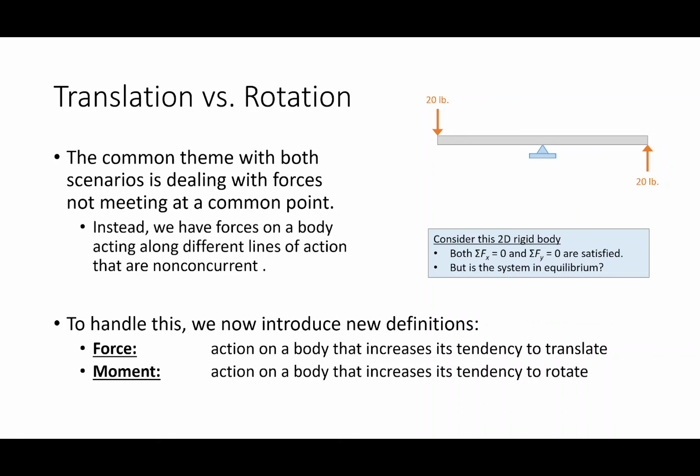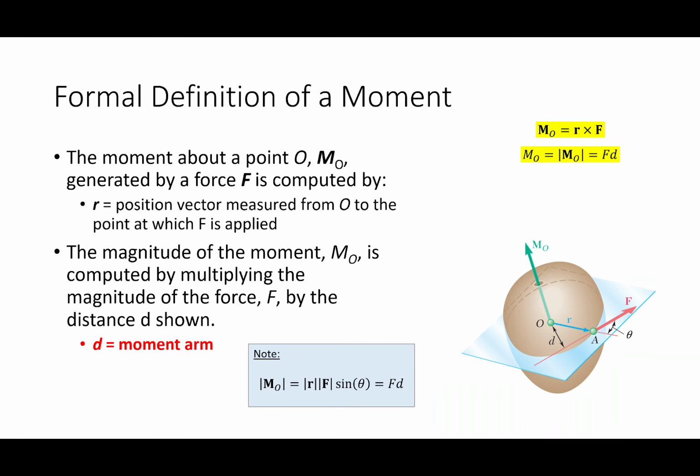Well, we're going to talk about that here in a second. In fact, let's do that now. So I propose that the formal definition of a moment is going to be defined as R cross F. Okay?